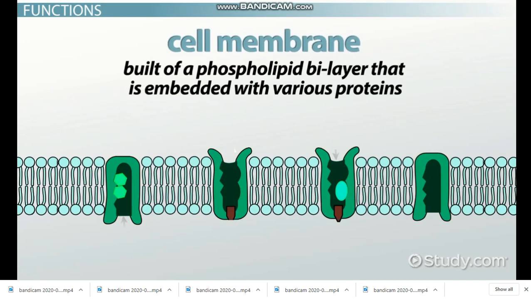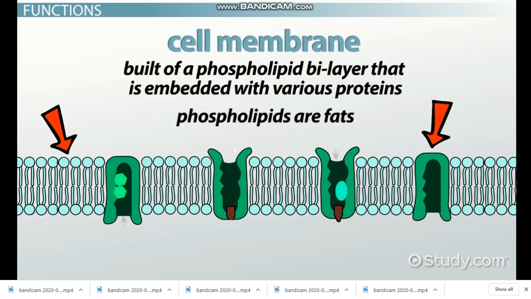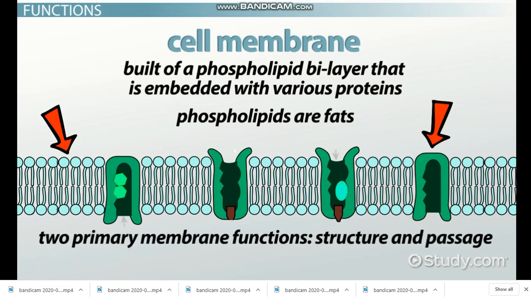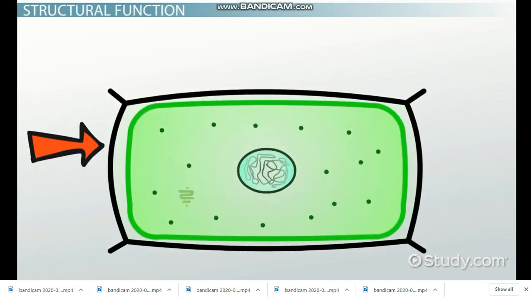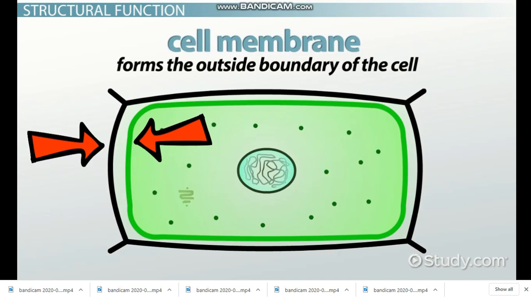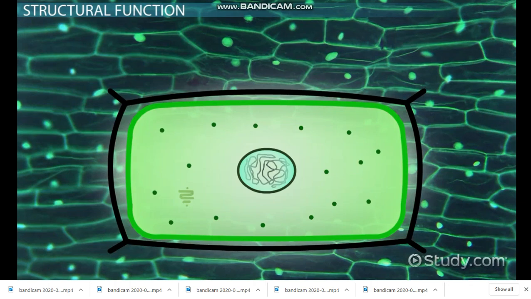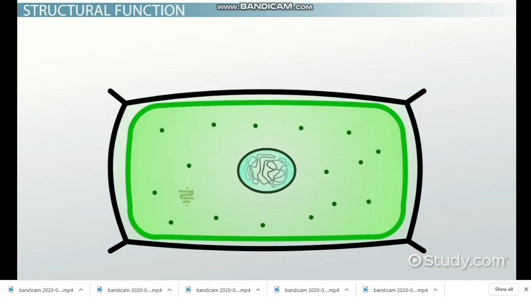Cell membranes are built of a phospholipid bilayer that is embedded with various proteins. Phospholipids are essentially fats. This structure lends itself to two primary membrane functions: structure and passage. First, in conjunction with the cell wall, the plant cell membrane forms the outside boundary of the cell. While the wall provides structural support, the membrane acts as an inner lining capable of holding cytoplasm inside.